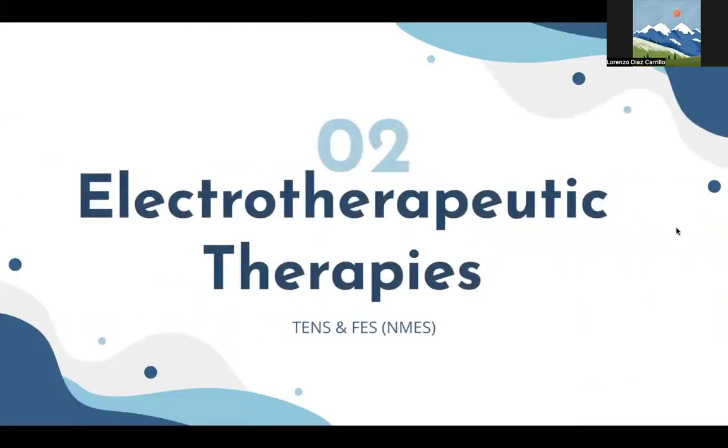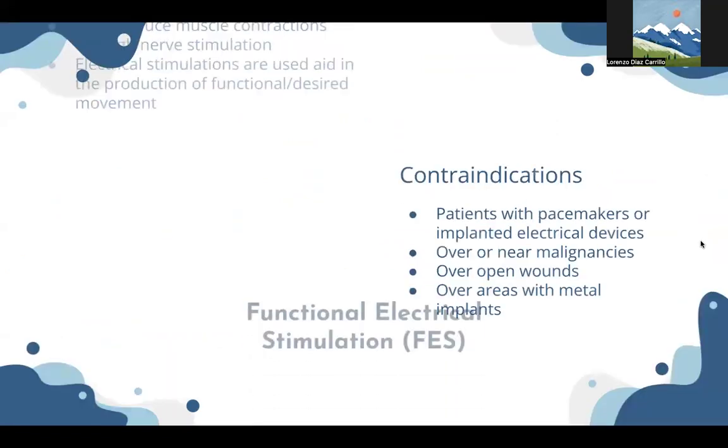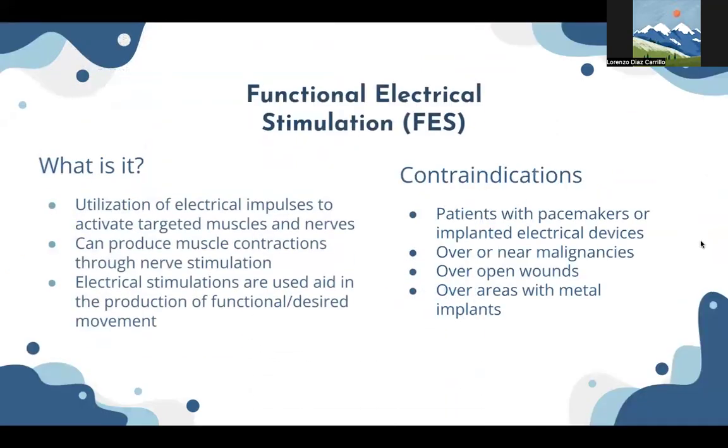So next we have the electrotherapeutic therapies. Essentially, FES, what is it? Functional electrical stimulation. It's a mouthful, but it is the utilization of electrical impulses to activate targeted muscles and nerves. So essentially, these devices can produce muscle contractions through nerve stimulation, and they're used to aid in the production of functional and desired movement specifically. And I really want to emphasize the functional and desired movement aspect of this.